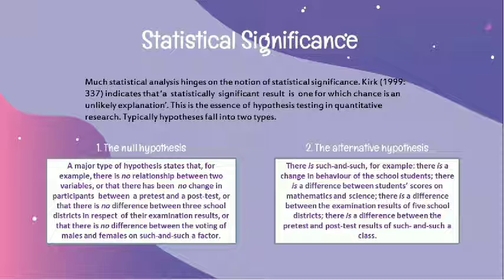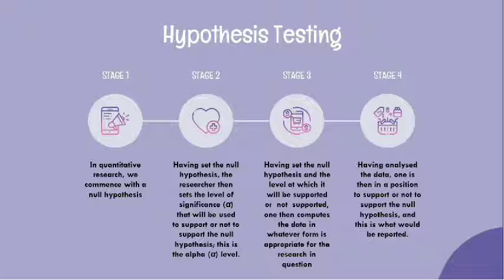Typically, hypotheses fall into two types. The first one, the null hypothesis, and the second one, the alternative hypothesis. Next, hypothesis testing. The first stage is, in quantitative research, we commence with a null hypothesis. Stage 2, having set the null hypothesis, the researcher then sets the level of significance, or alpha, that will be used to support or not to support the null hypothesis. This is the alpha level.